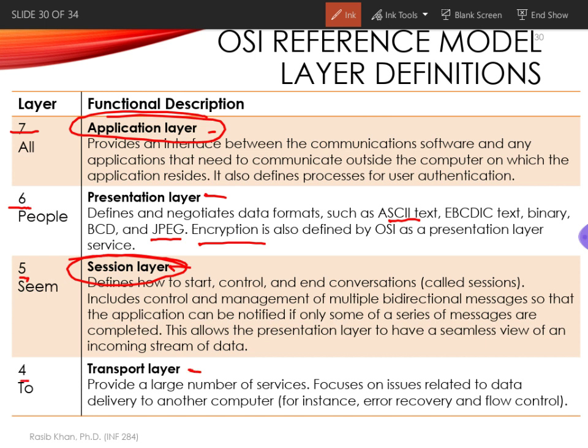Layer 4 is transport layer, and it focuses on the data delivery between two hosts. To be very specific, it provides operations and features to include error recovery, retransmission, flow control based on the congestion status of the network. You can slow down and speed up your transmission speed and all of these services. So all of these features are together packed into the transport layer.